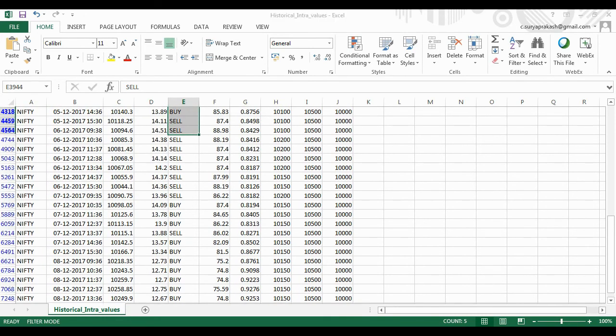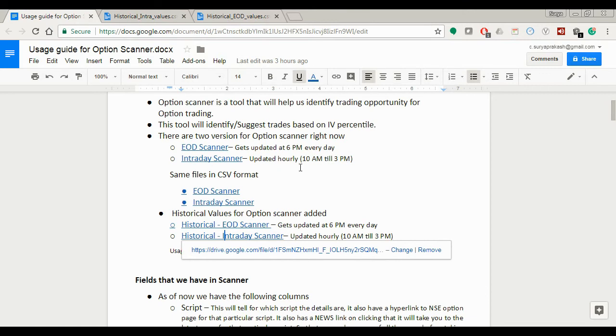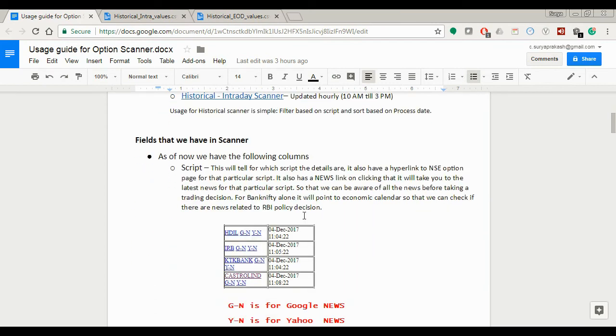So as of now, these are the 6 different kinds of option scanners that I have for option trading. I'm also working on something more interesting, where we'll be able to get different strategies at different strike prices. Once that is done, I'll also let you know how to use it.